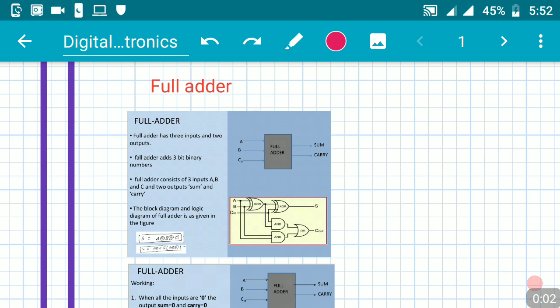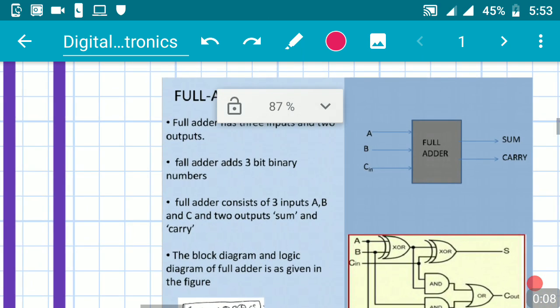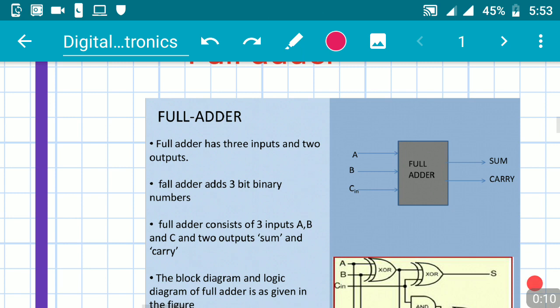In this video we shall understand the full adder. Full adder is a continued version of your half adder. In half adder you are going to add 2-bit binary numbers. In full adder you are going to add 3-bit binary numbers. And in full adder you will have 3 inputs, A, B and C in, and you will have 2 outputs, sum and carry. Okay, A, B and C in, these are the 3 inputs, and sum and carry are the 2 outputs that you are going to have.